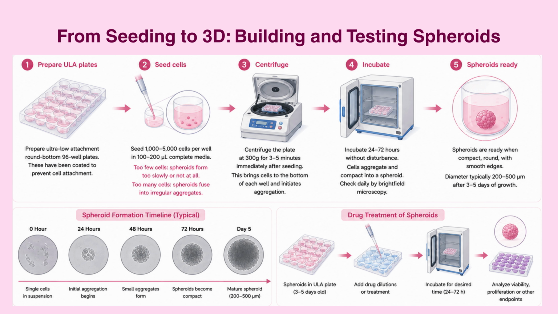Drug penetration assay. Add fluorescent drug, or fluorescently labeled control molecule, at day 5. Incubate 24 hours. Section spheroid and image by confocal microscopy. Small molecules penetrate to the center, green fluorescence throughout. Large molecules or molecules with poor penetration properties accumulate at the rim only. This directly predicts whether a drug can reach hypoxic tumor cells in vivo.